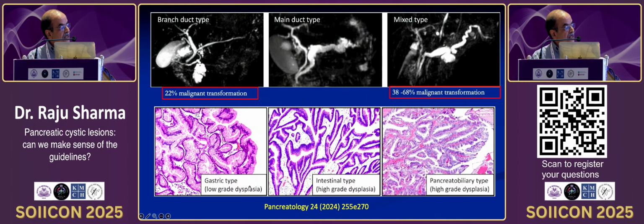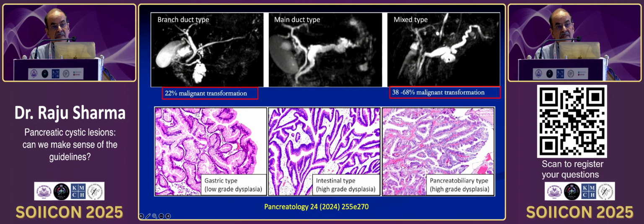So again, this image I have taken from Pancreatology Journal. These are the three different morphological types. You have the branch duct type, where only the side branches are involved. This can be multifocal. Then you have the main duct type, where you have this kind of marked dilatation of the main pancreatic duct. Again, this can be segmental, or the entire pancreatic duct can be involved.